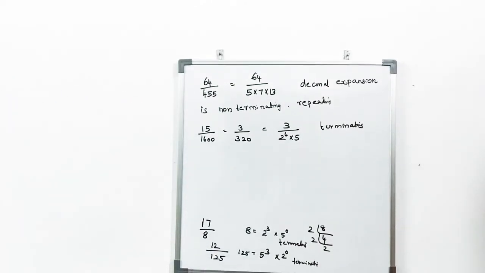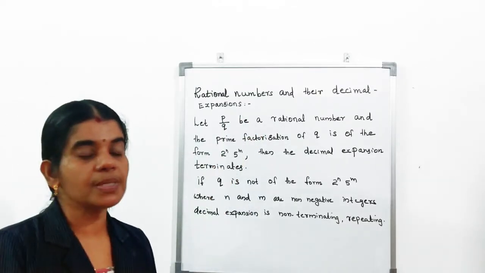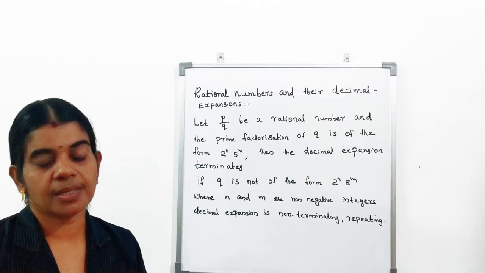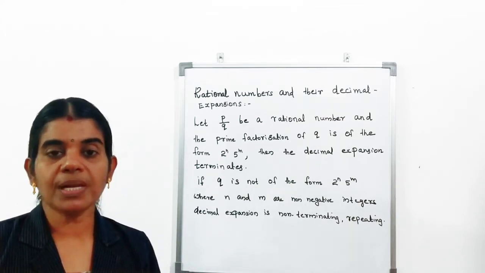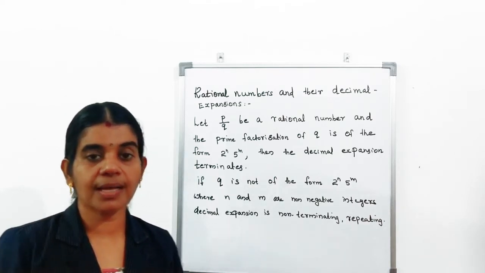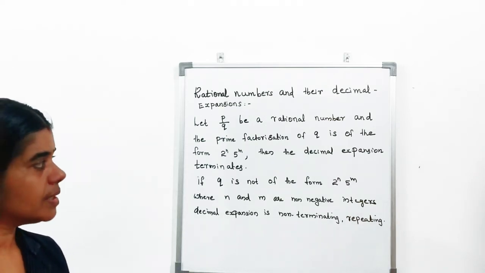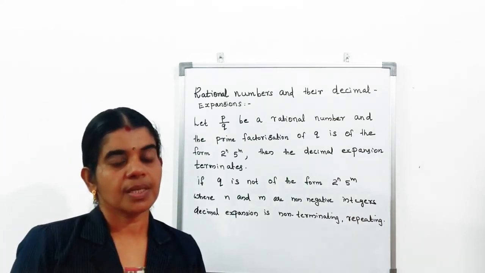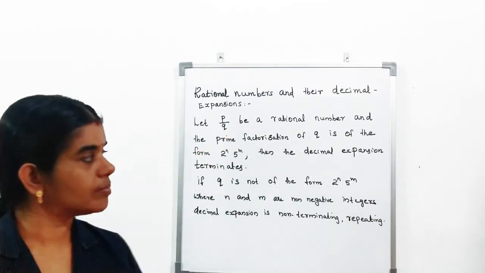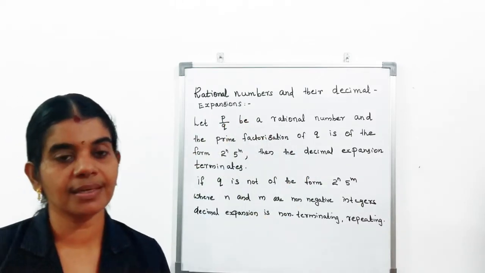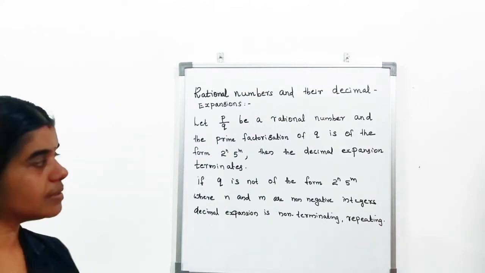Next we are discussing rational numbers and their decimal expansions. We already studied in ninth class that the decimal expansion of a rational number is either terminating or non-terminating repeating. Here we are giving one idea, after doing which we can understand whether it is terminating or non-terminating repeating. The rule is like that.